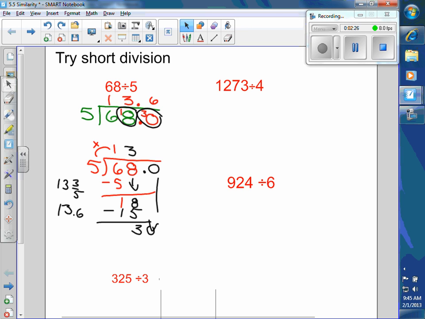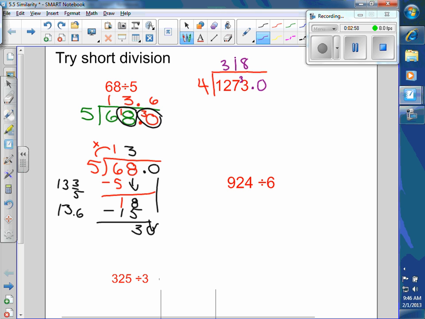Okay, let's do the next one. So you're basically putting the 4 here, right? 4 goes into 12 how many times? 3. Evenly, so there's no remainder, so now you just do 4 into 7. 1. What's the remainder? 3. So 4 into 33. 8. And what's the remainder? 1, so we have to put it.